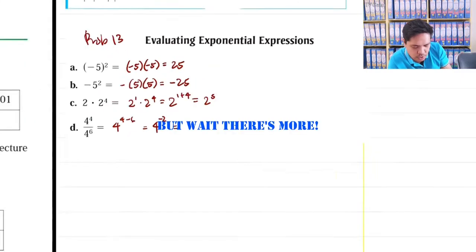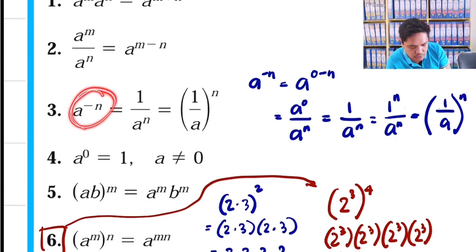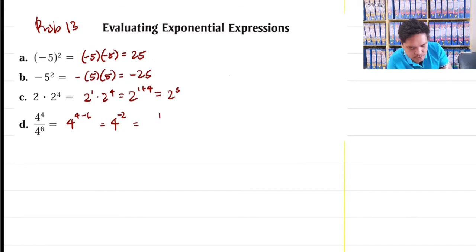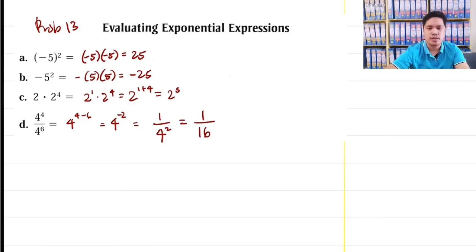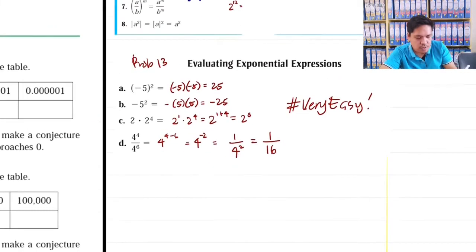But wait, there's more. Anong sabi? If it's raised to a negative number, nagiging reciprocal. So therefore, this is the same as 1 over 4 squared. So pwede mong ilipat doon sa baba. Or, what is 4 times 4? That's 16. Ayan. So, 1 over 16 is the answer. Napakadali. So, again, ang hashtag dire is very easy. Ayan.